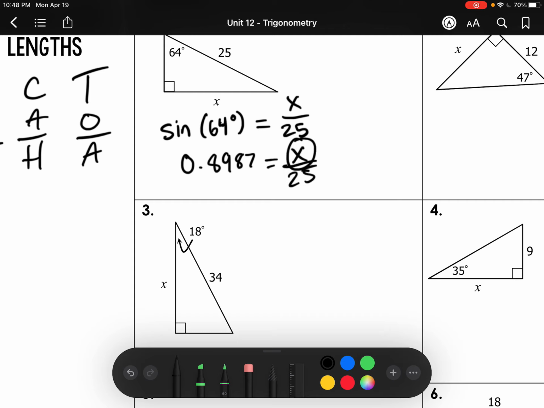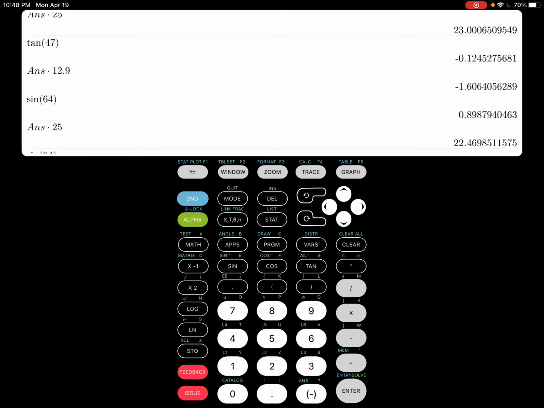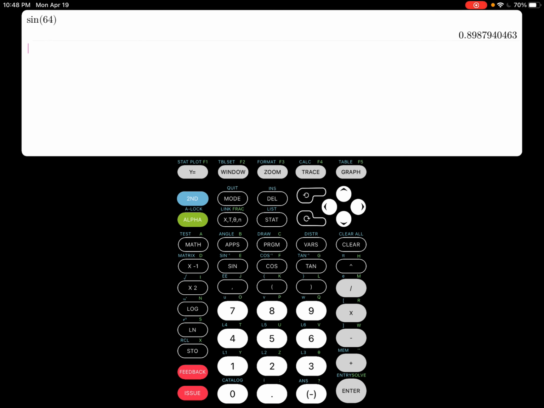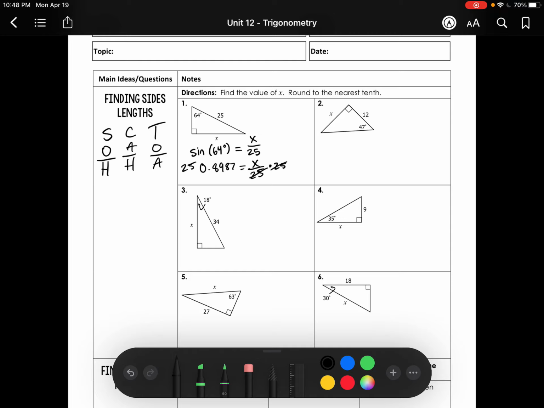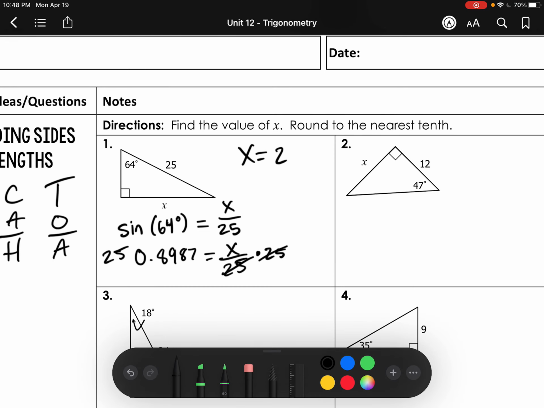Now we want to solve for x, so we want to get x by itself. When you have a fraction, to get rid of the denominator, you multiply by the denominator. If I multiply both sides by 25, I'm going to get rid of this 25, and I'm going to go back to my graphing calculator. As soon as you start typing again, it's going to bring the answer that you just got back down. So our answer times 25 is 22.469. We're going to round to 22.5 because that's what the instructions tell us. So x is equal to 22.5.